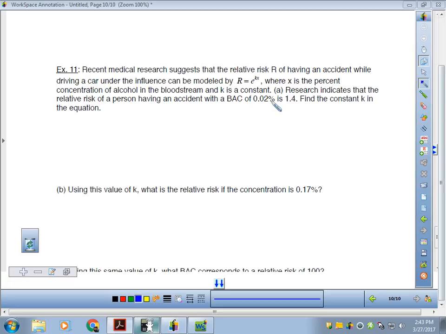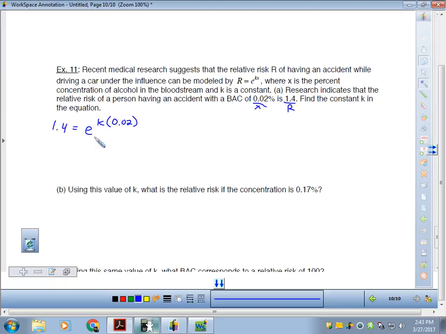So they gave us a couple of things. They gave us the percent, which is the x, and they gave us the relative risk, which is the R. So we're just going to plug those into this equation. So 1.4 equals e raised to the k times 0.02.